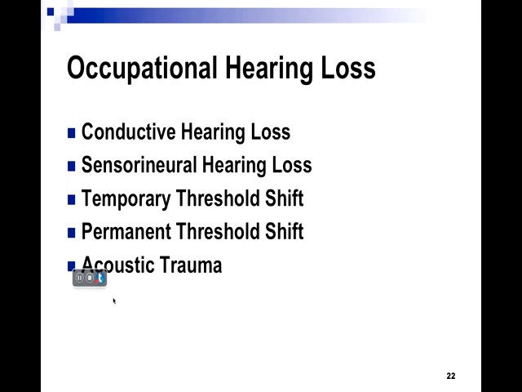Conductive hearing loss occurs when sound is not being conducted properly into the inner ear. This can happen in a couple of ways. For example, if you have earwax, then the sound is not going to be conducted past the tympanic membrane. You're not going to be able to utilize the bones of the middle ear, and you're not going to hear anything in the inner ear.